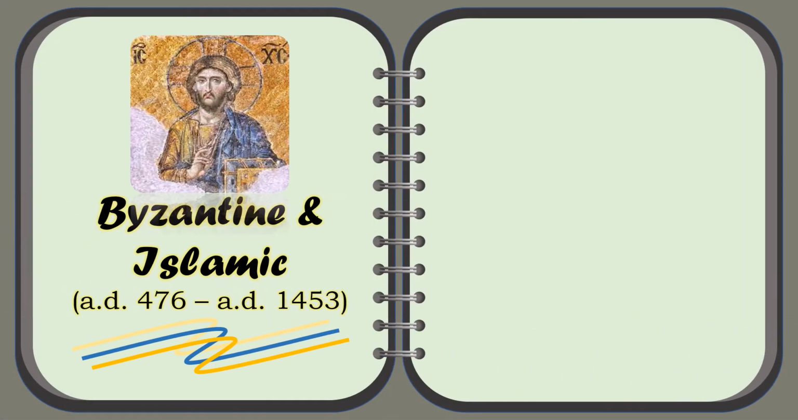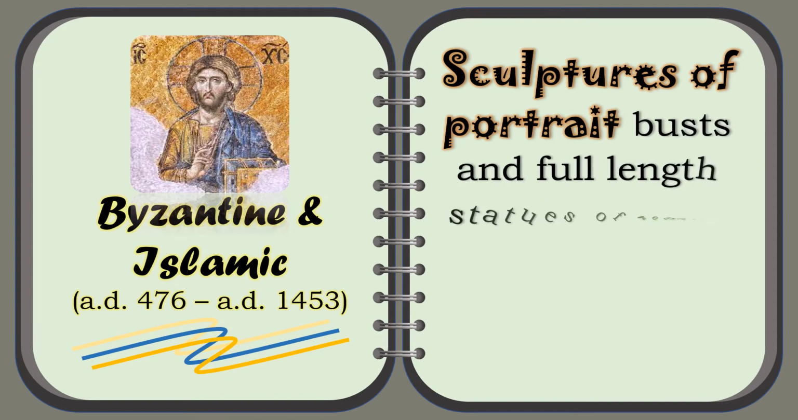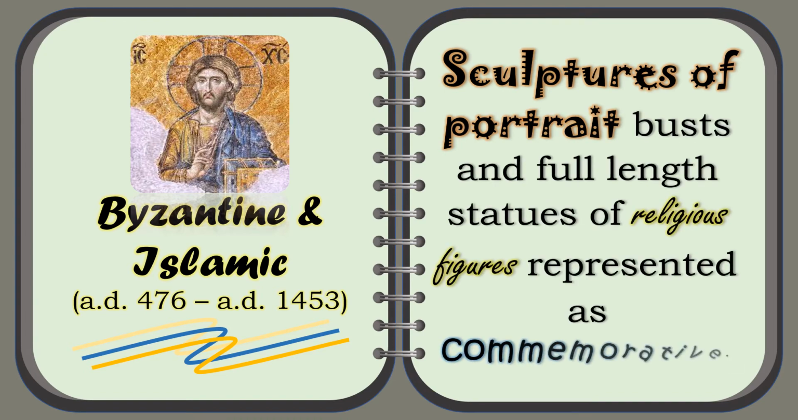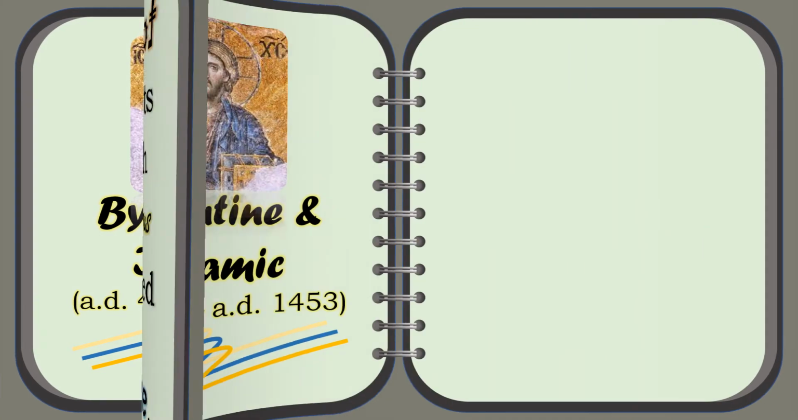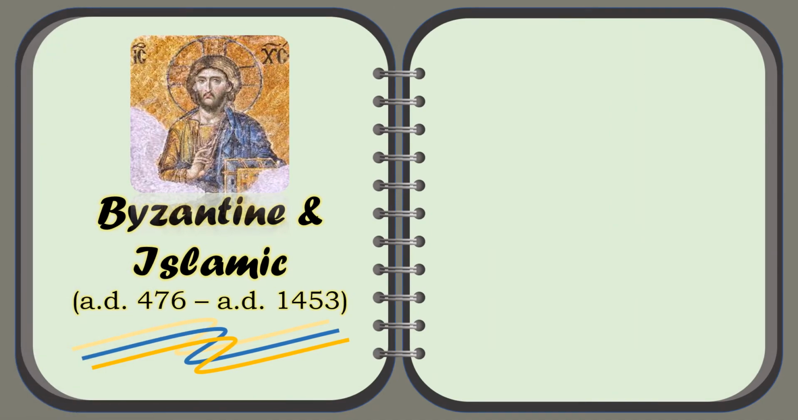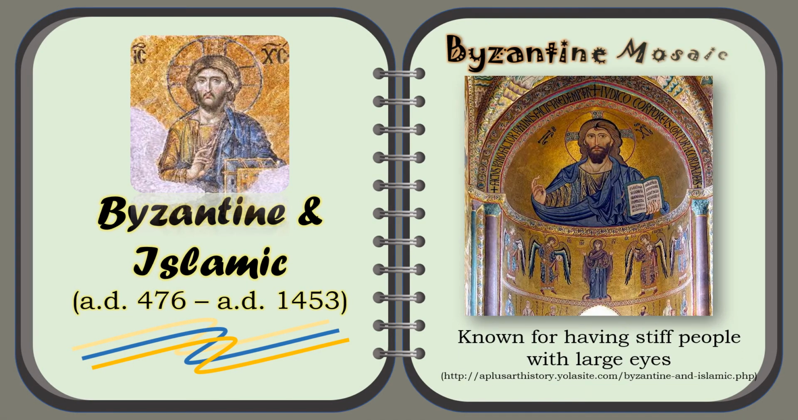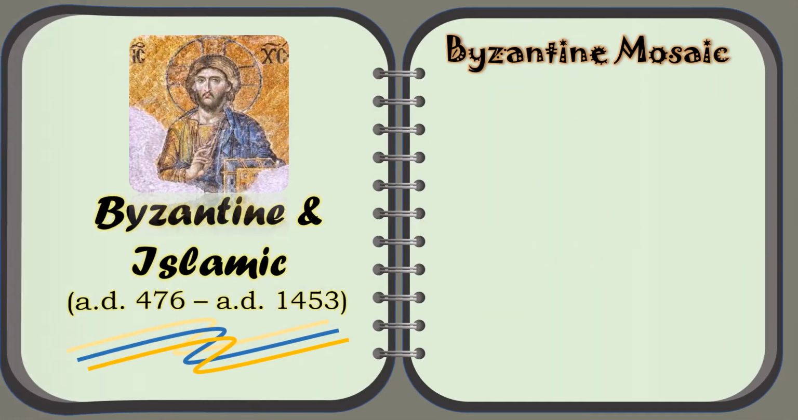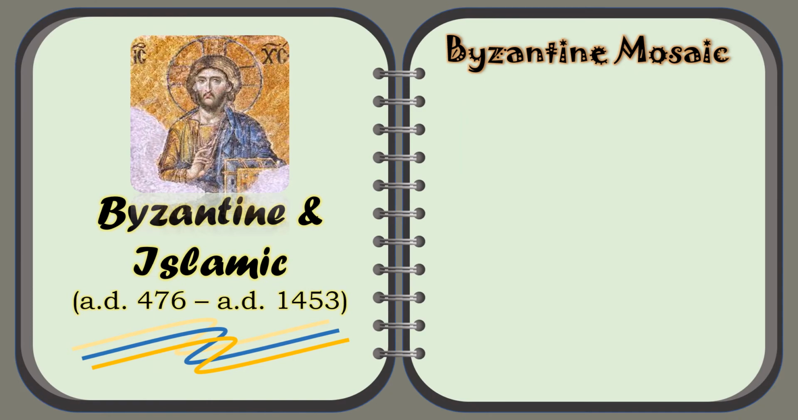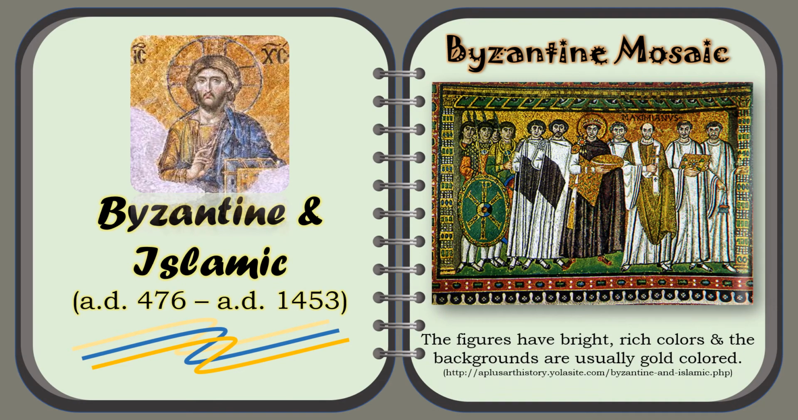The Byzantine and Islamic period. The sculptures of portrait busts and full-length statues of religious figures represented as commemorative. The Byzantine mosaic is known for having stiff people with large eyes. The figures have bright, rich colors and the backgrounds are usually gold-colored.